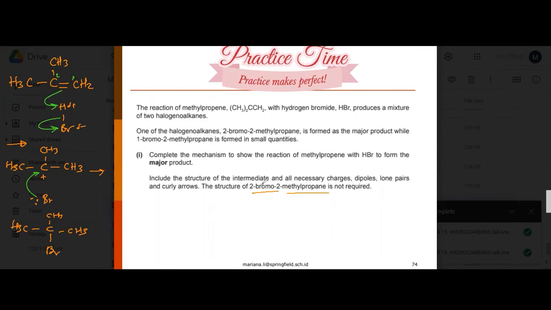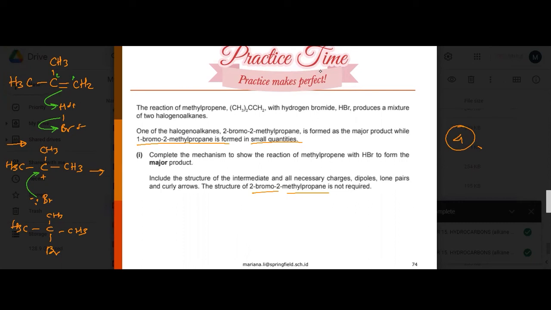The question says to include the structure of the intermediate and all necessary charges, dipoles, lone pairs, and curly arrows. We already made the structure, although it is not required. 1-bromo is formed in small quantities, because if hydrogen goes to the second C, it leads to the formation of a primary carbocation, and it is very unstable compared to the tertiary one. Actually there are 4 points for this.